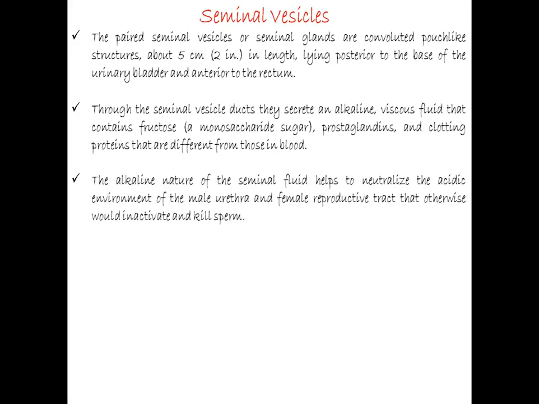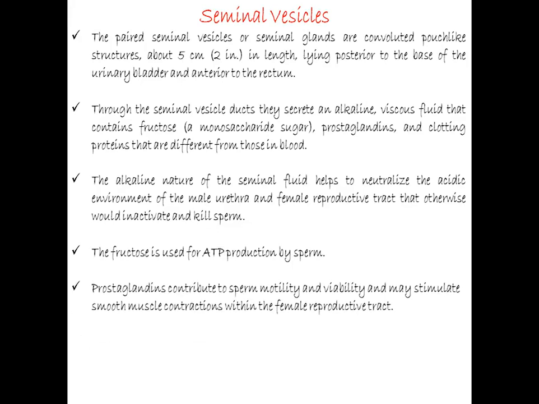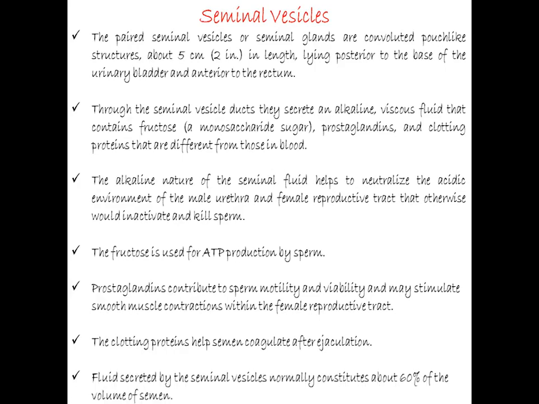The alkaline nature of the seminal fluid helps to neutralize the acidic environment of the male urethra and female reproductive tract that otherwise would inactivate and kill the sperm. The fructose is used for ATP production by the sperm. Prostaglandin contributes to sperm motility and viability and may stimulate smooth muscle contraction within the female reproductive tract. The clotting protein helps the semen coagulate after the ejaculation. Fluid secreted by the seminal vesicles normally constitutes about 60% of the volume of the semen.